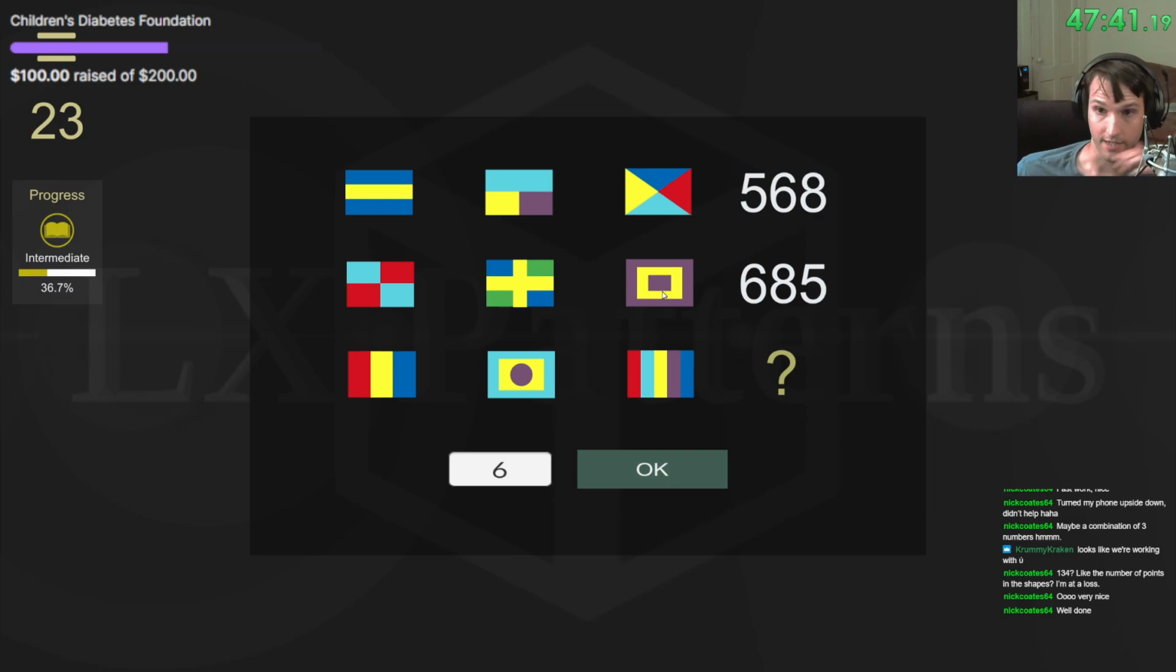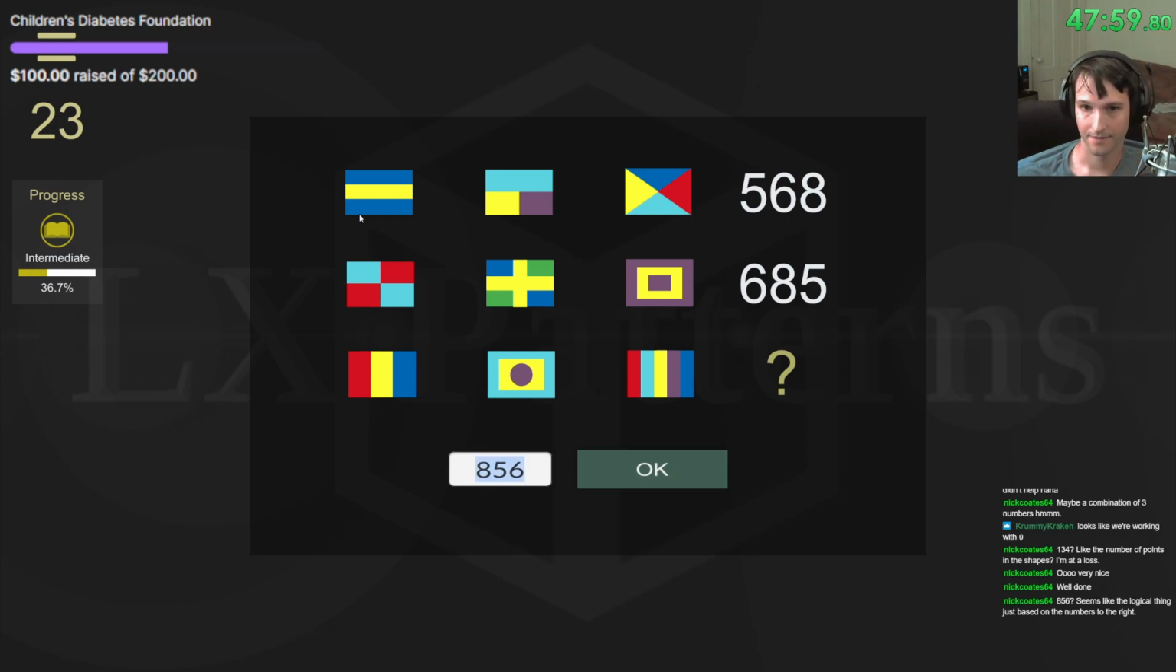I could be on the wrong track completely, but if purple's 1 and yellow is 3, light blue is 2, that means red is 1. If red is 1, then 8, 5, 6? Nope. Not 8, 5, 6. So what was I saying?